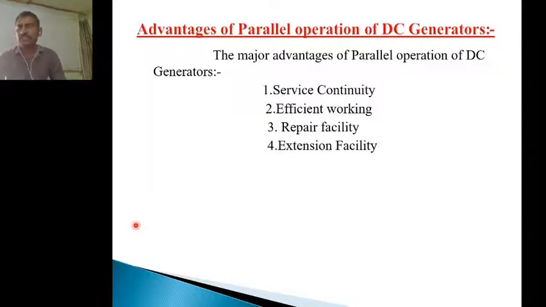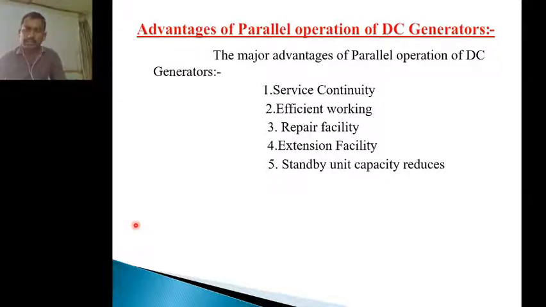Similarly, extension facility. Suppose you want to extend the system with a further generator, then we simply bring the generator and connect it in parallel to the existing system. So the extension facility is also very simple. And standby unit capacity reduces. That means providing the service using a single system is very difficult when compared with many systems. That is the meaning of the standby unit capacity being reduced in the parallel operation of the DC generators.